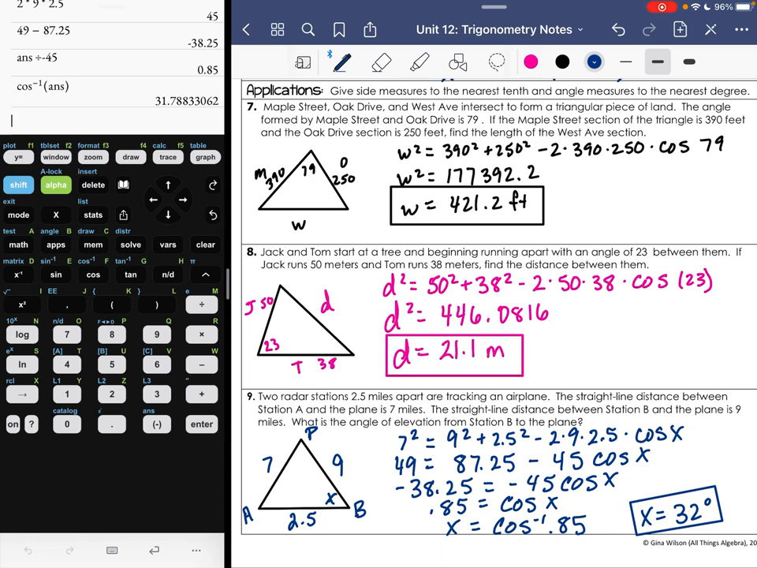I personally like it more than law of sines because there's no ambiguous case. It is what it is. But the law of sines is necessary if it doesn't fall into a side angle side or a side side side situation.